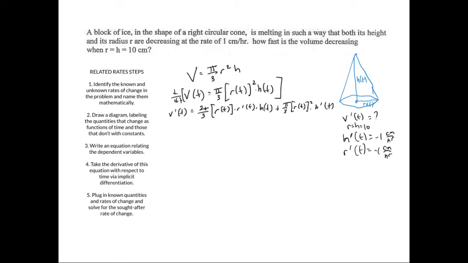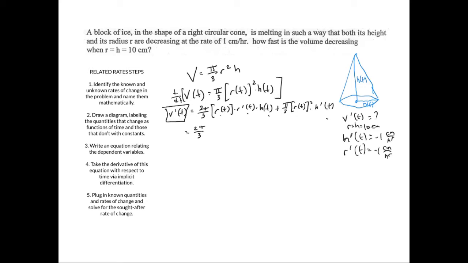Okay, lots of things going on here, right? So what I was trying to find was v prime of t. So I need a bunch of things here. I need r of t, I need r prime of t, I need h of t, I need h prime of t. Well, if you look at the picture, the information we were given, we have all of that. r equals h equals 10 centimeters at the instant we're talking about, and the h prime and the r prime are both negative 1 centimeter per hour. So I'll plug all that in.